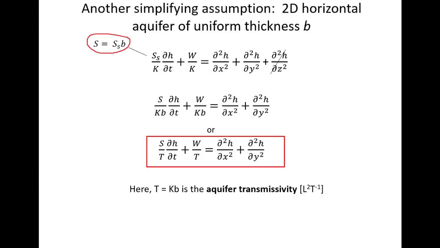First, we get rid of this term here because we aren't worried about the Z direction. Second, we put in this B because we are concerned about the thickness of our aquifer. We took this term, S sub S is equal to S over B. Just substitute in here. There's our S over B.